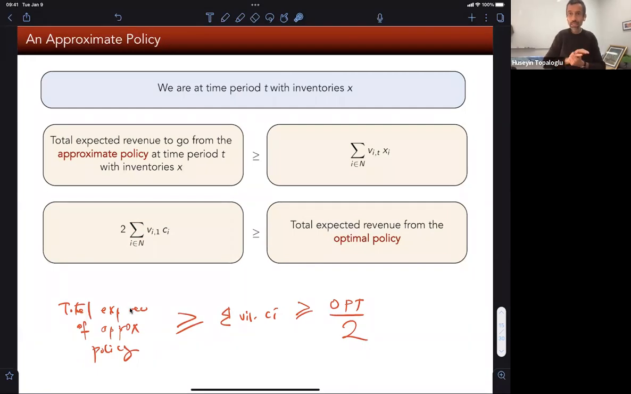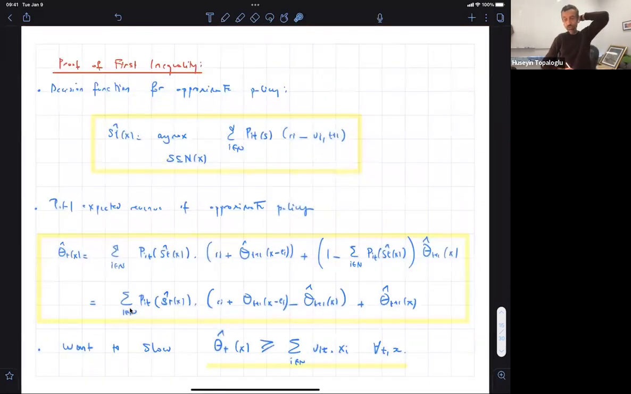Good. So now let's show the first inequality. What we want to show is that the total expected revenue collected by our approximate policy, starting from time period t with the capacities x, is at least as large as this linear function of the inventories x. So in order to do that, let me first write a dynamic program that computes the total expected revenue collected by our approximate policy. Okay?